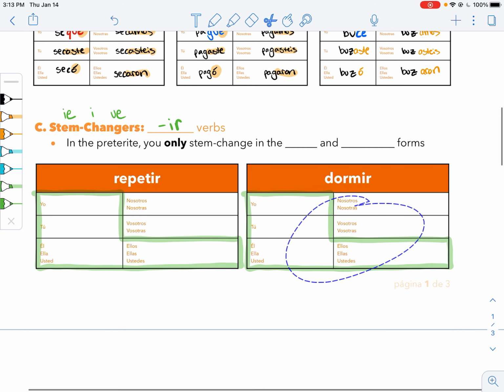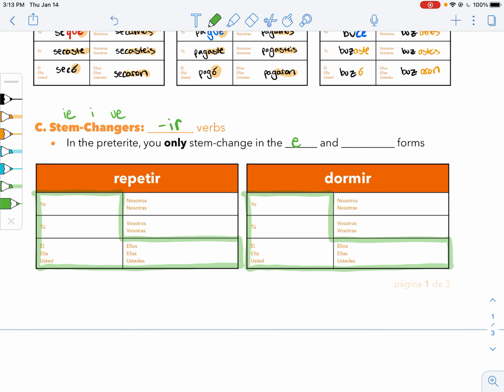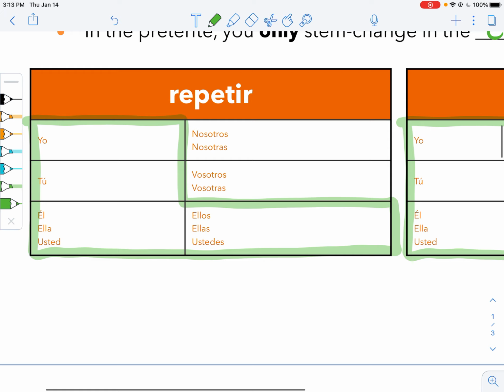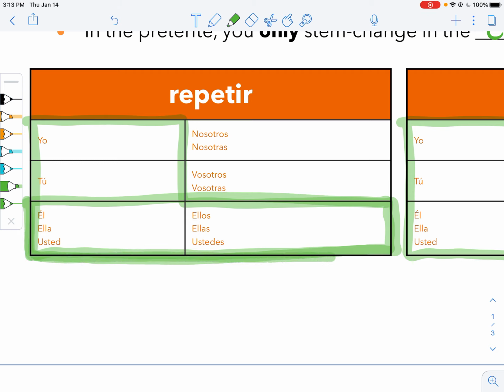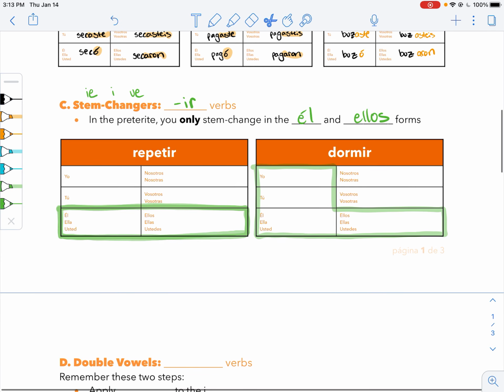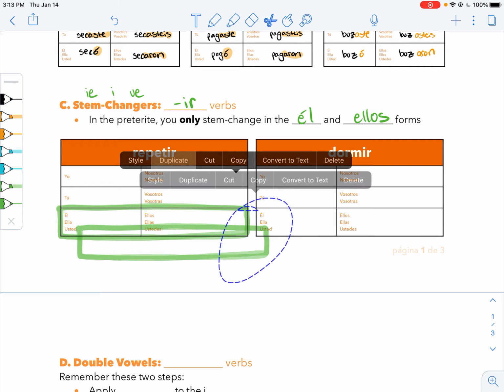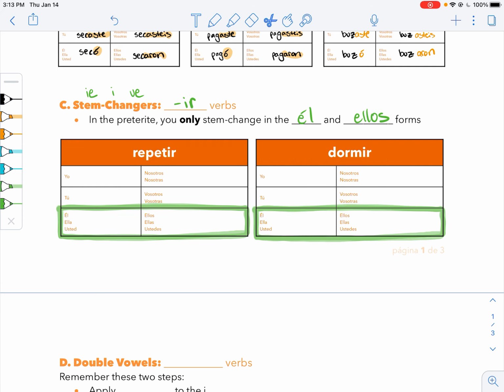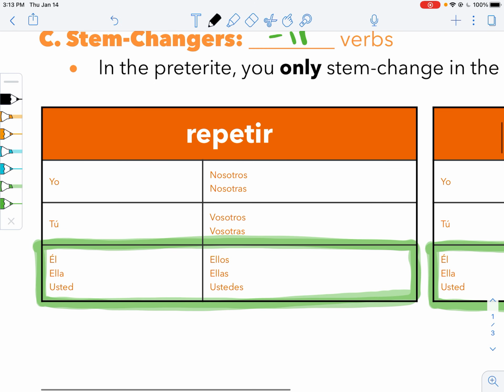In the preterite, you are only going to stem change the él form and the ellos form. So instead of wearing stem changing boots, perhaps you are wearing stem changing sandals, or maybe stem changing ankle boots, but that might be a little confusing because you don't want to have the tú form in there. So get rid of your stem changing boots, put on your stem changing sandals because it is springtime. And let's work on repetir.